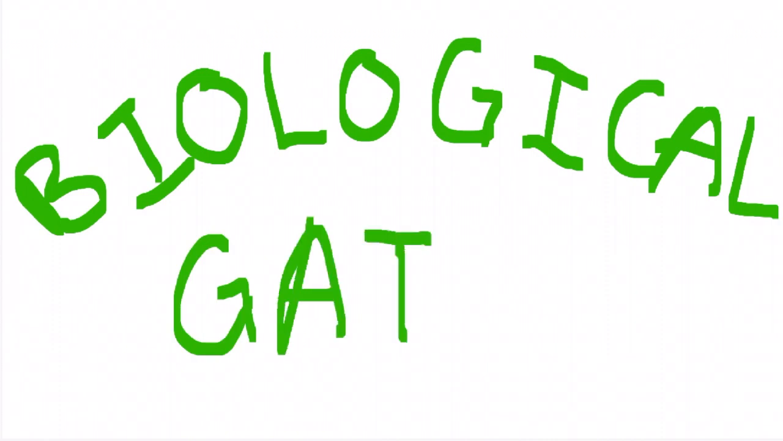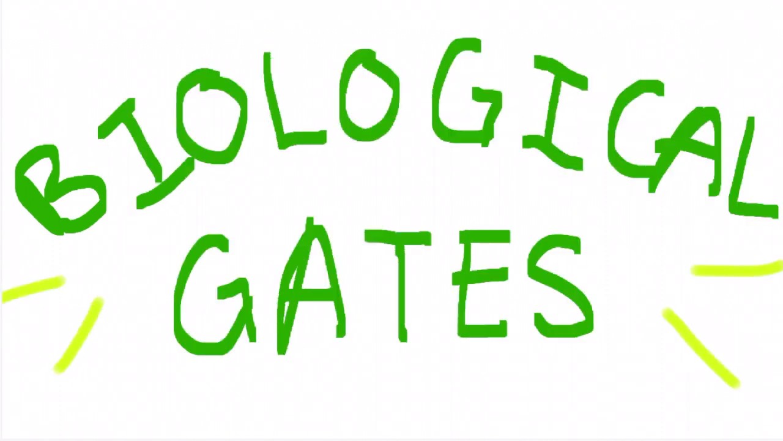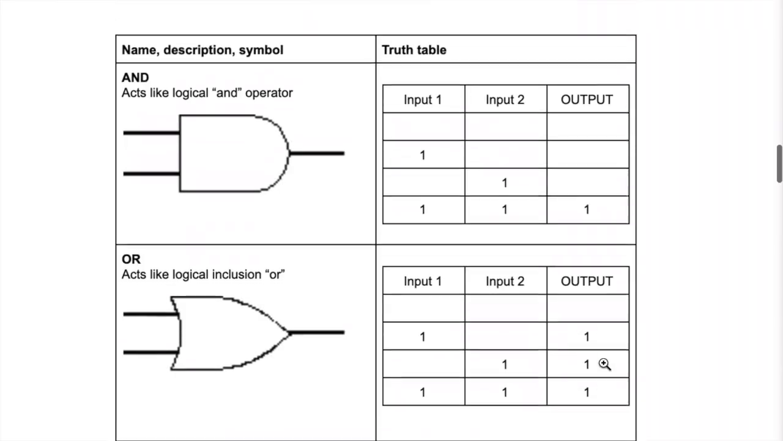Today I'll be talking about biological logic gates, what they are and how they work, while providing some concrete examples and some fun analogies. You can think of logic gates as the basic building blocks of electronic or biological circuits. The relationship between the input and the output depends on certain logic.